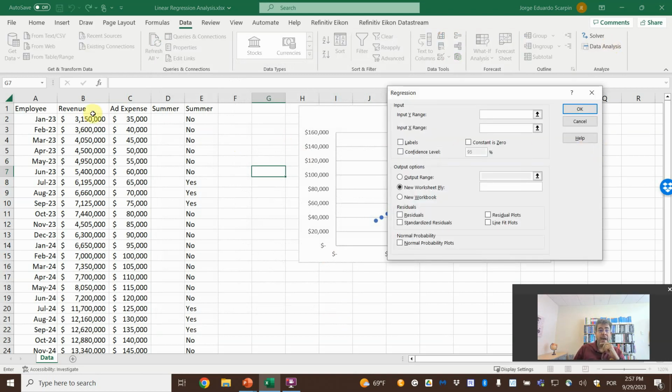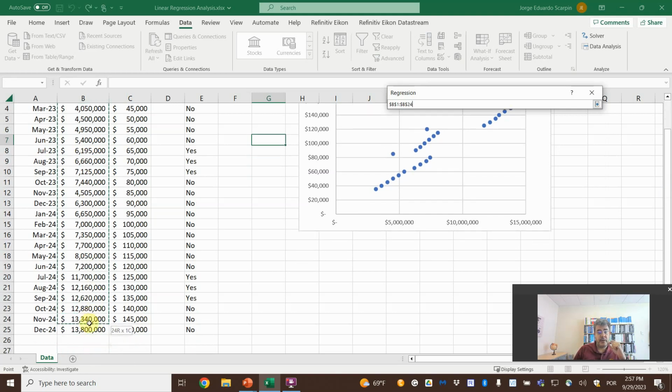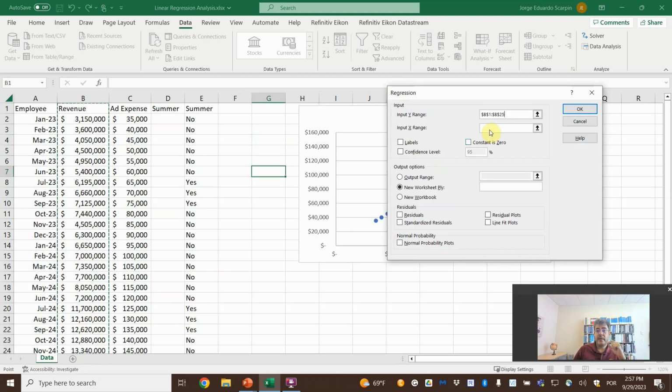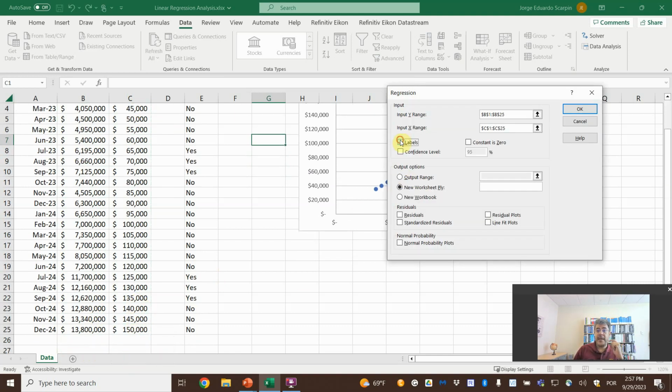Regression, the Y range is our revenue. So we select the name revenue, okay? I will explain later why. The X range, ad expense. Labels means the first row is our label. Then a new worksheet, let's call it revenue and ads.